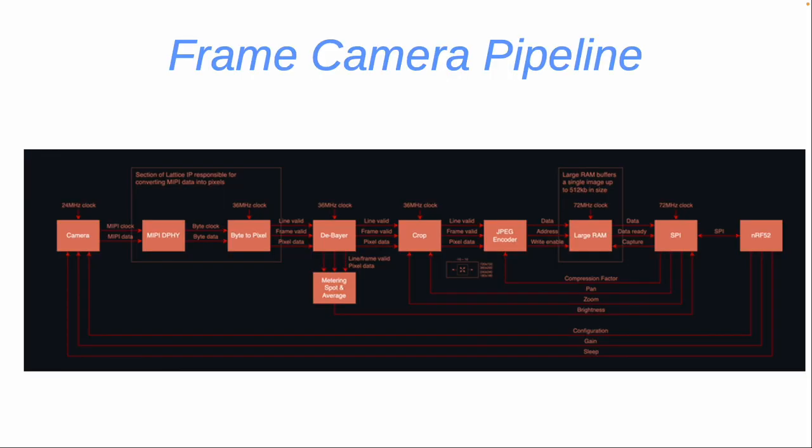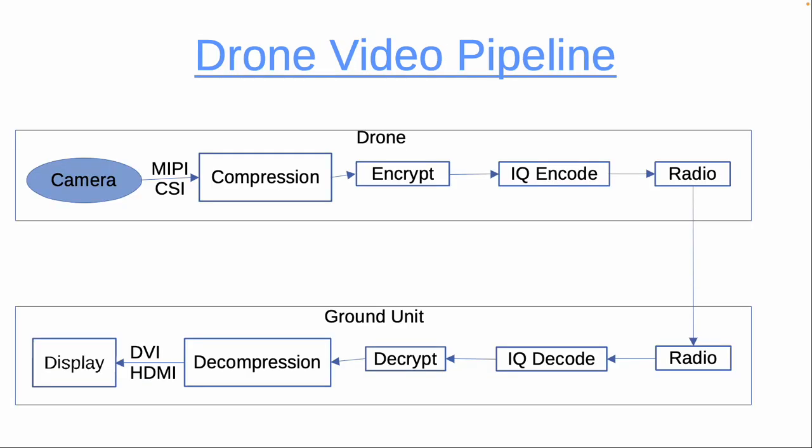Let's take a closer look at the Frame camera pipeline. So an image comes into the camera. It gets over MIPI. It gets input into the FPGA. It gets converted from bytes into pixels. It gets debayered. From there, it gets cropped, JPEG compressed, encoded, and stored into the large RAM. And from there, it's sent off over SPI to the Bluetooth. Sort of a very typical camera pipeline.